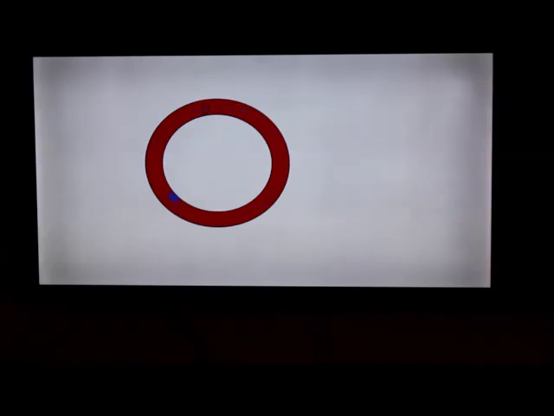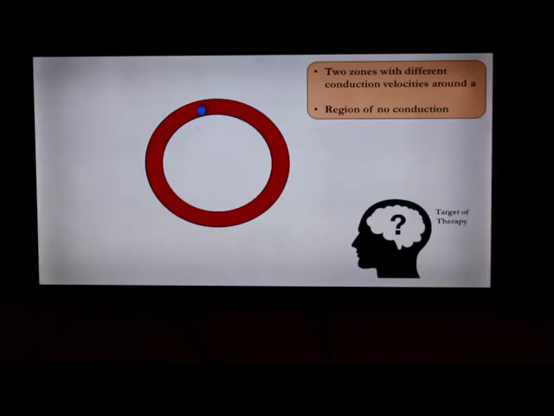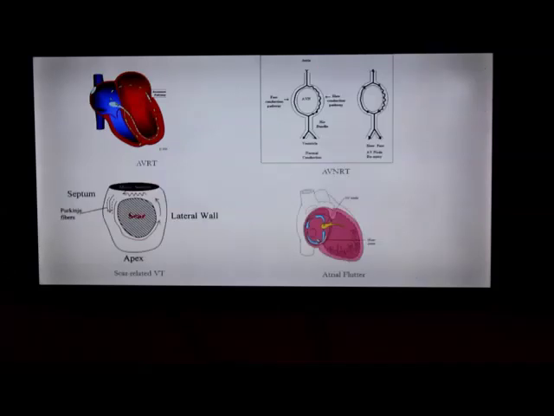Is that clear? So I need an obstacle in the middle. I need two different velocities, one fast and one slow, so that by the time the signal arrives, I'm able to maintain the re-entry circuit. So it starts fast, then slow. And this applies to all re-entry circuits. So these are the two requirements: two zones with different conduction velocities around a region of no conduction. Let's think about where these requirements exist.